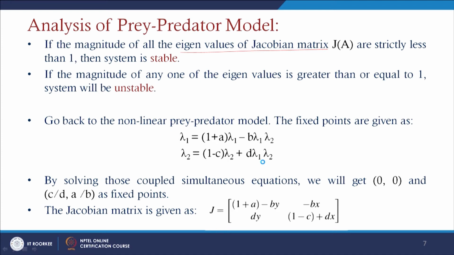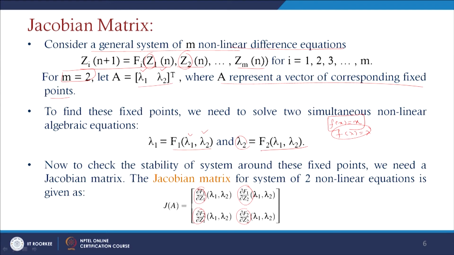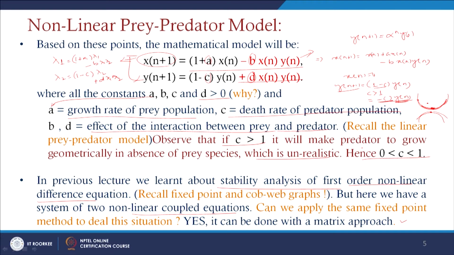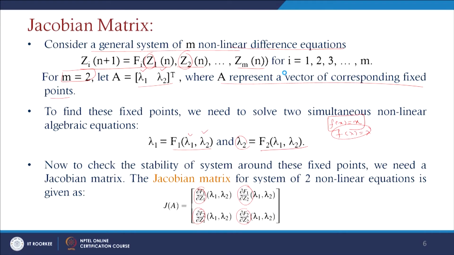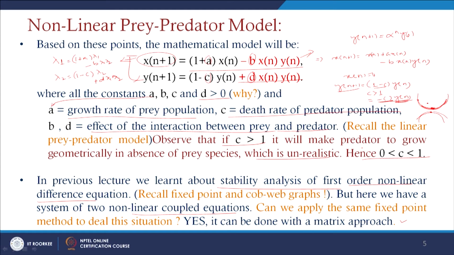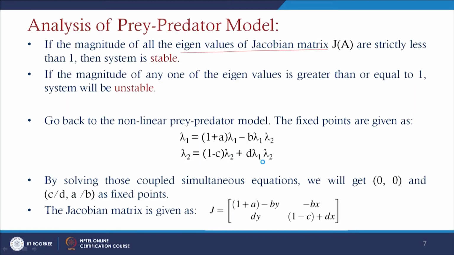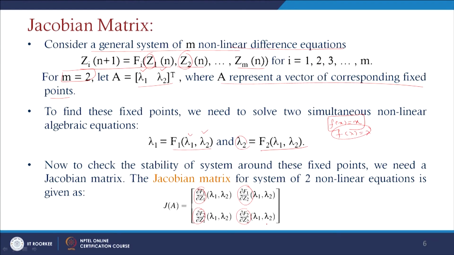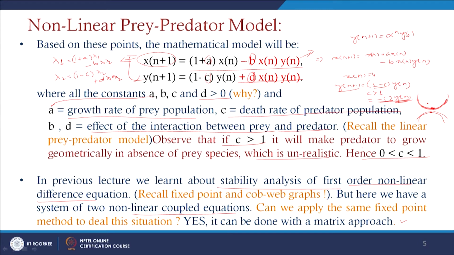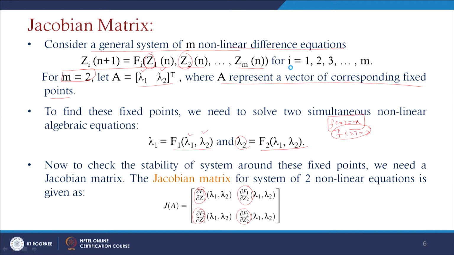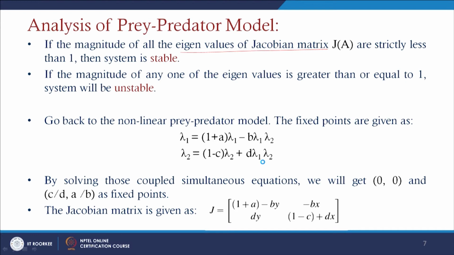Since we are differentiating here, these are the variables z1 and z2, and accordingly we differentiate. So the first entry we find is 1 plus a minus b y, where we differentiate with respect to x. The second one is differentiating with respect to y. So with y, we find this as 0, only minus b x n is present there. That is why this is present there.